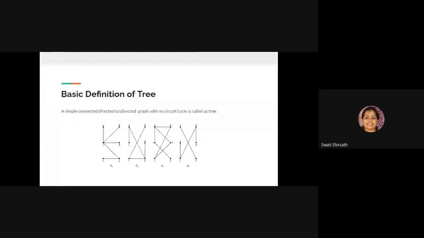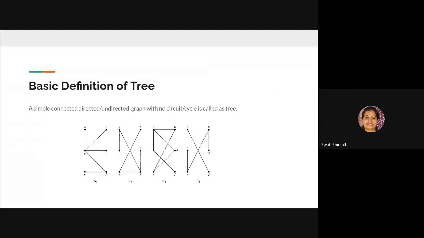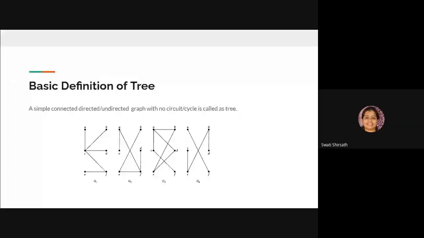So we have seen that the graph is nothing but a set of vertices and a set of edges. Okay, so here a tree is a kind of graph where it is connected. It can be directed or undirected, provided there are no circuits in the graph.